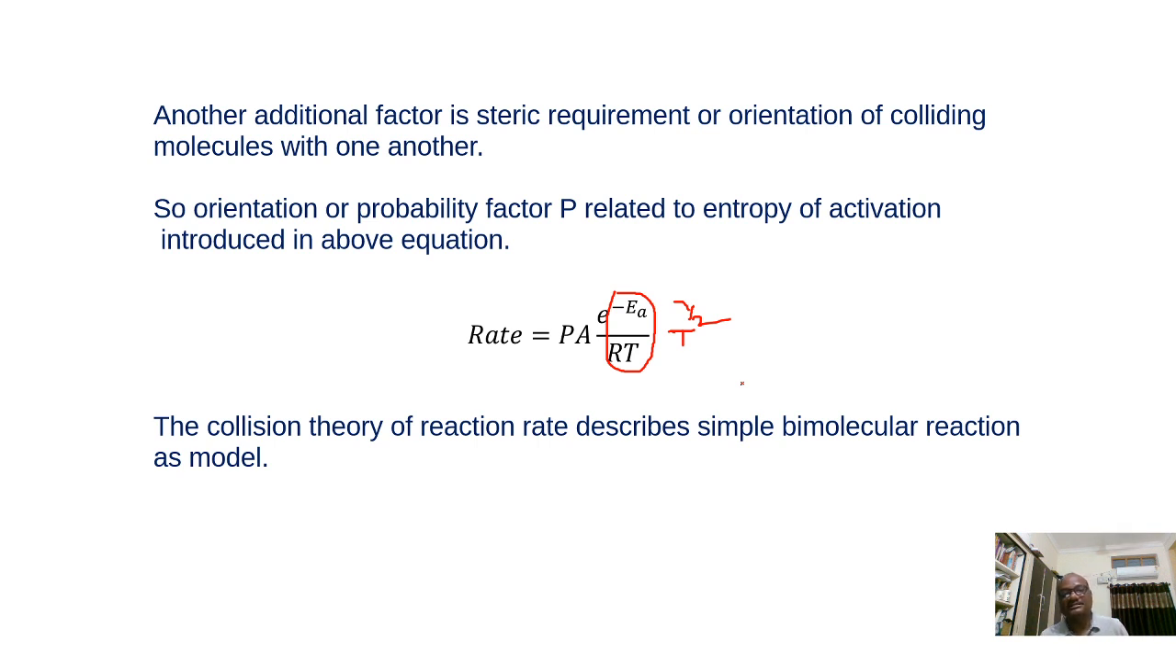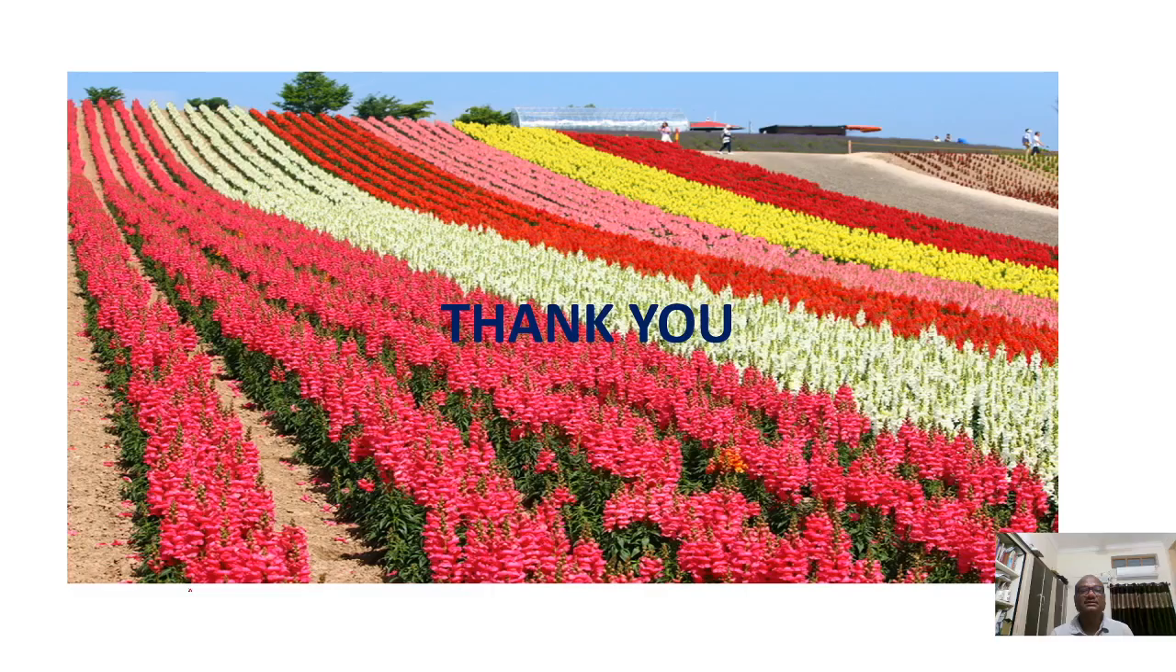The collision theory of reaction rate in this way describes a simple bimolecular reaction as a model. According to collision theory of reaction rates, not all reactant molecules colliding with each other per unit volume per unit time will form the products. Two important points have to be considered. One is the collisions between activated molecules. Second is the probability factor, that is the orientation or probability factor. These two points are very important, and they will control the rate of reaction. Okay, this is about collision theory of reaction rates. Thank you.